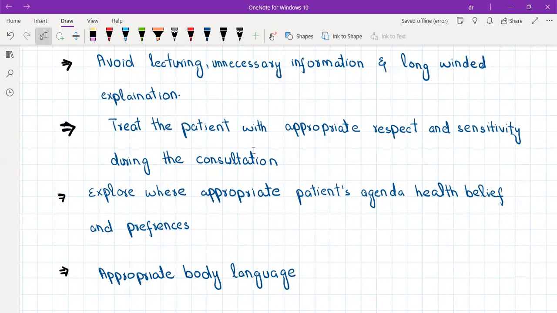Basically tell the patient, as you told me that you have chest pain, I need to have a look at your chest and listen to your heart sound and lung sound, if that's okay with you. So this means appropriate respect and sensitivity.